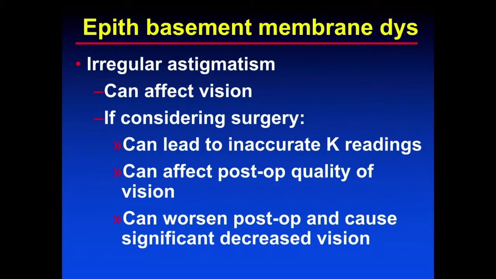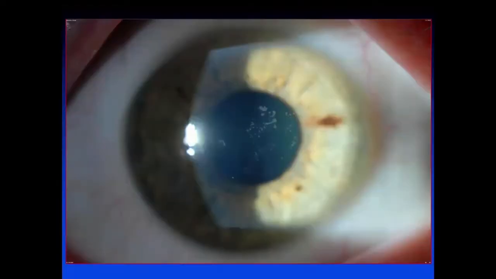The irregular astigmatism obviously can affect the vision, but if you're considering surgery, whether it's cataract surgery or refractive surgery specifically, this irregularity can lead to inaccurate K readings and inaccurate IOL power measurements. It can affect the post-op quality of vision, and it can worsen post-operatively. It may be very mild preoperatively, worsen post-operatively, and cause significantly decreased vision. When you diagnose these conditions preoperatively, it's the patient's problem. When it's only diagnosed post-operatively, it becomes a surgeon's problem. So you need to keep that in mind.